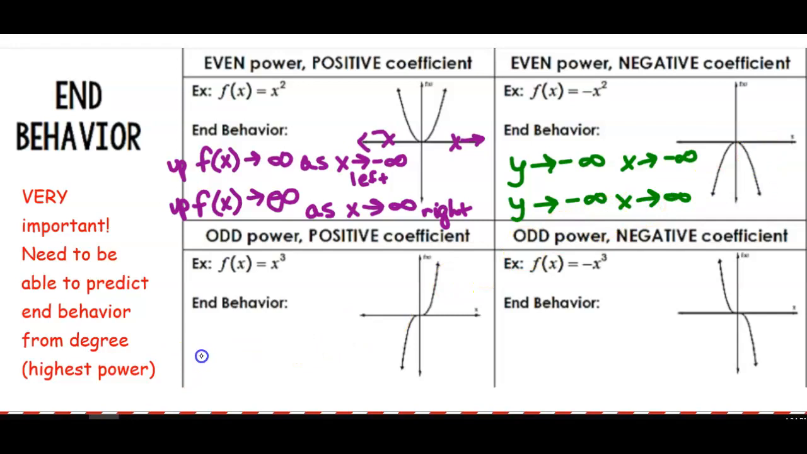All right, when you have an odd power, you have an odd function, which is odd symmetry or origin, as long as it's a monomial. If it's a positive coefficient, the left end is down, and the right end is up.